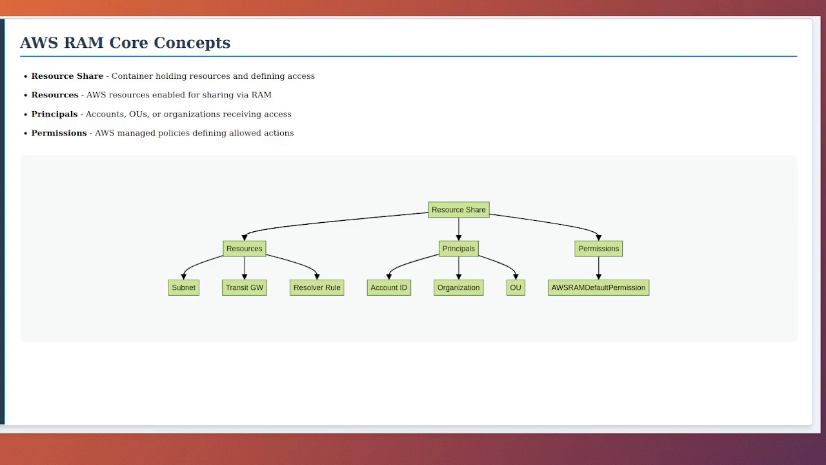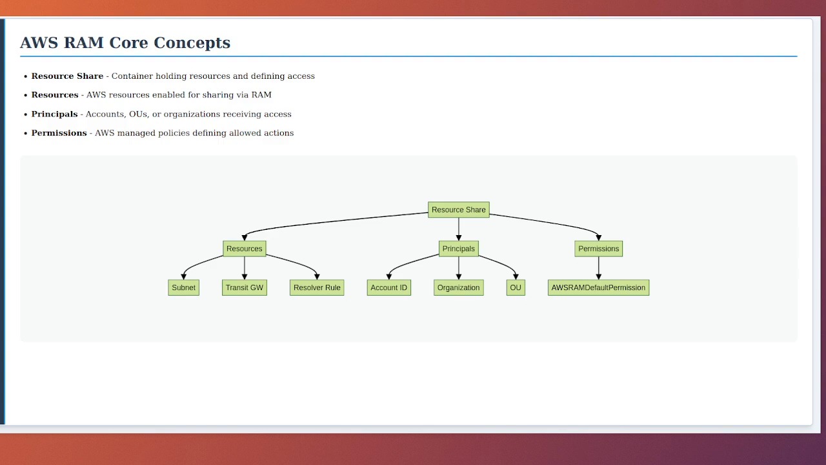Second is the concept of resources. These are the actual AWS resources you want to share. Not all AWS resources are shareable through RAM, only specific resource types that AWS has enabled for sharing. For example, VPC subnets, transit gateways, and Route 53 resolver rules. Third is principals. Principals are the AWS accounts, organizational units, or entire organizations that you share resources with. When you share with an AWS account, you specify the 12-digit account ID. When sharing within an organization, you can share with the entire organization or specific organizational units.